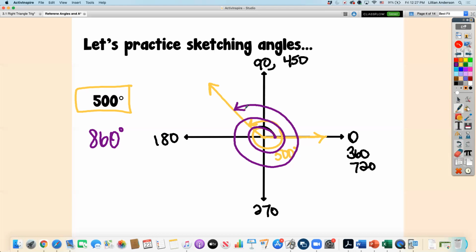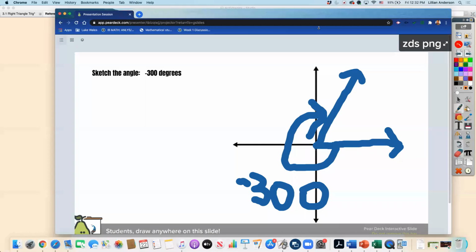Questions on sketching angles? All right, so here's an example of an angle sketched, negative 300 degrees. This is a really great drawing because not only is it in the correct quadrant, which is quadrant 1, it's heading in the clockwise direction with the arrow, and the labeling couldn't hurt either.